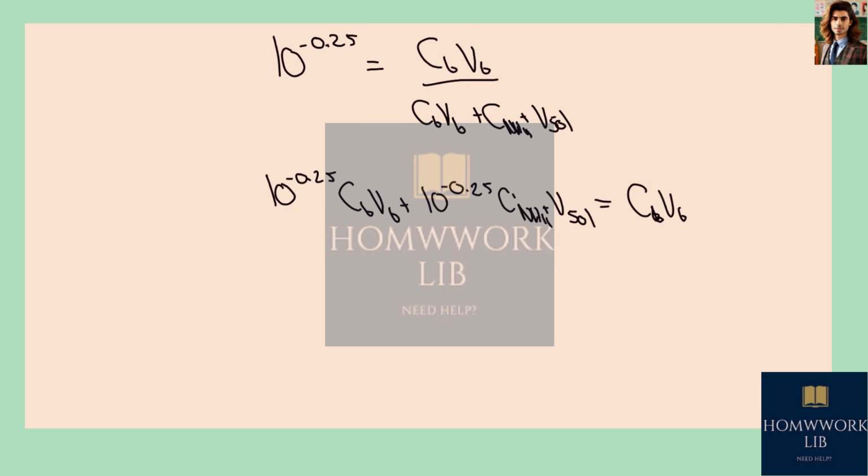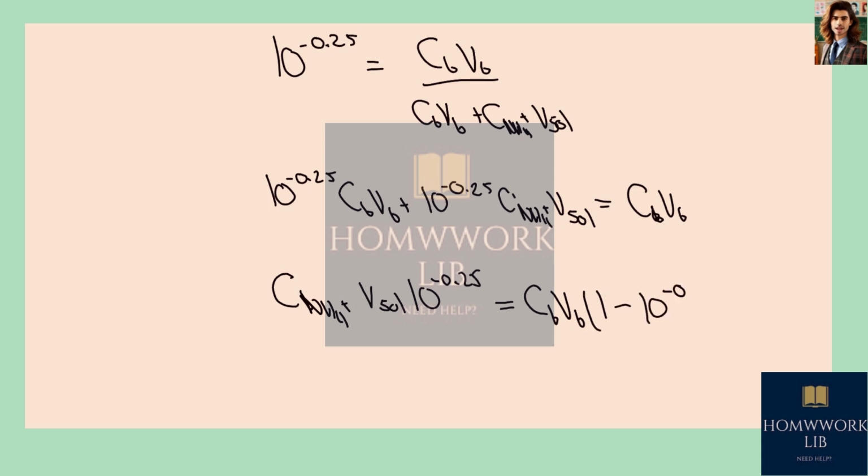over here, isolating the value for concentration times volume of the buffer, we can put everything to the right-hand side, everything with volume of the buffer. On the left-hand side, we're going to end up with concentration of NH4 plus times volume of the solution multiplied by 10 to the minus 0.25. And on the right-hand side, we're going to have concentration of the buffer times volume of the buffer, times 1 minus 10 to the minus 0.25.